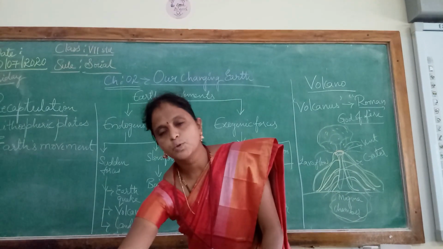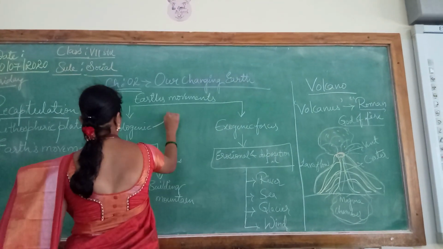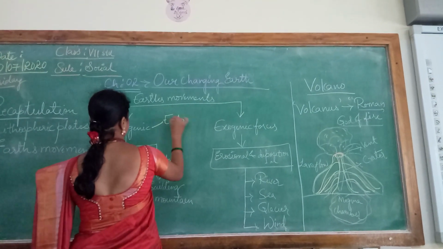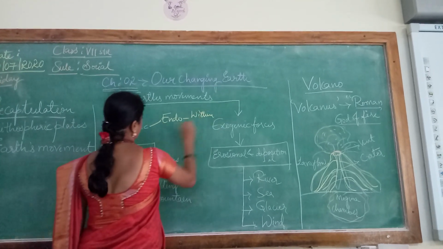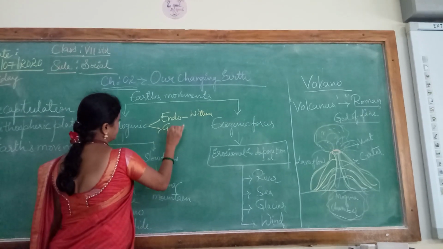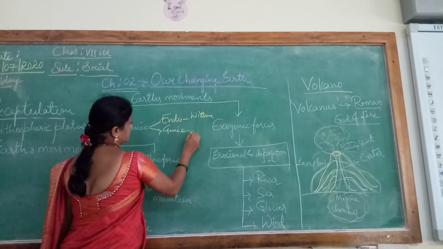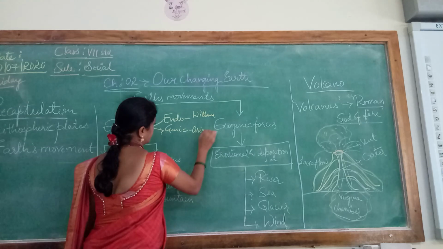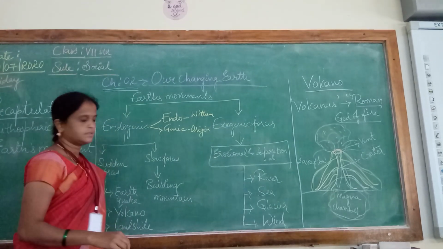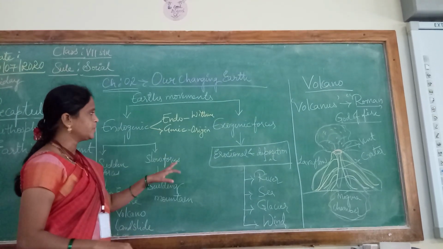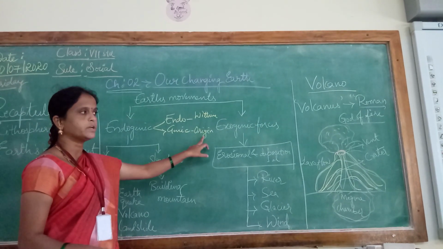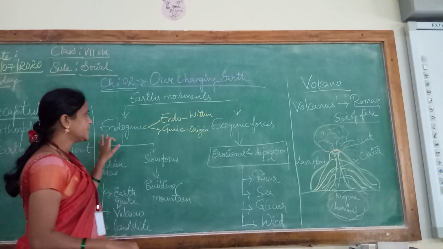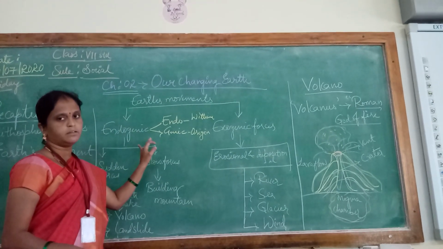Endogenic is composed of two words. Endo, which means within, and genic, it means the origin from where it takes place or where it starts. This is endogenic forces. I repeat, endo means within the Earth, and genic means the origin. So in this way we see the endogenic forces which work inside the Earth.